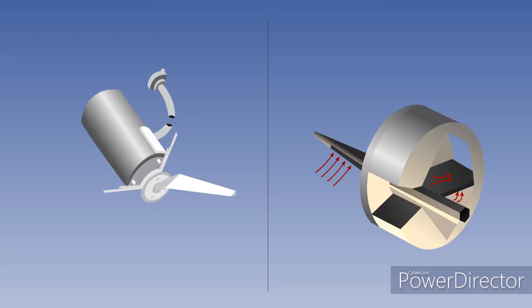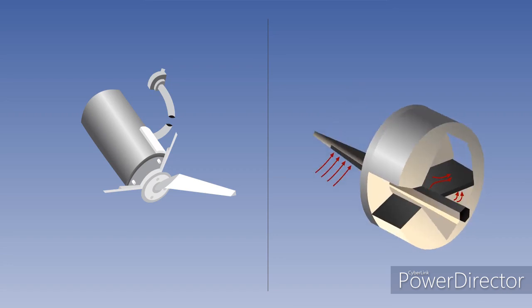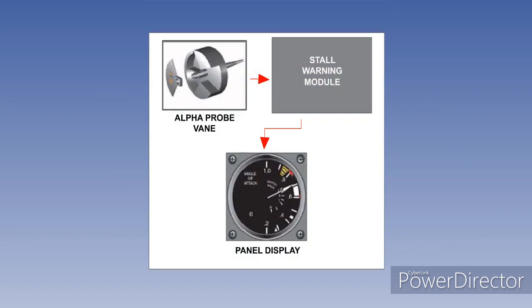As the aeroplane rotates, the airflow strikes the probe differently, and this causes a pressure differential within the paddle. The paddle and probe then move so as to rebalance the pressure. The probe, or vane, drives an electric pickup which is then sent to the stall warning module and can be displayed on an angle of attack indicator if fitted.